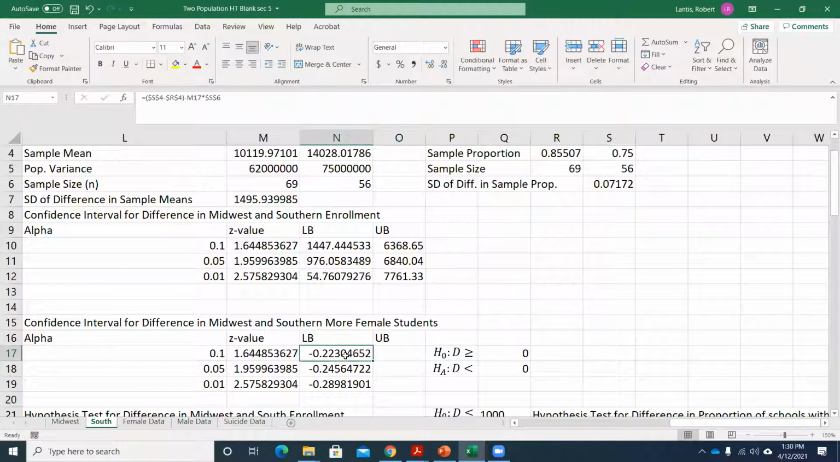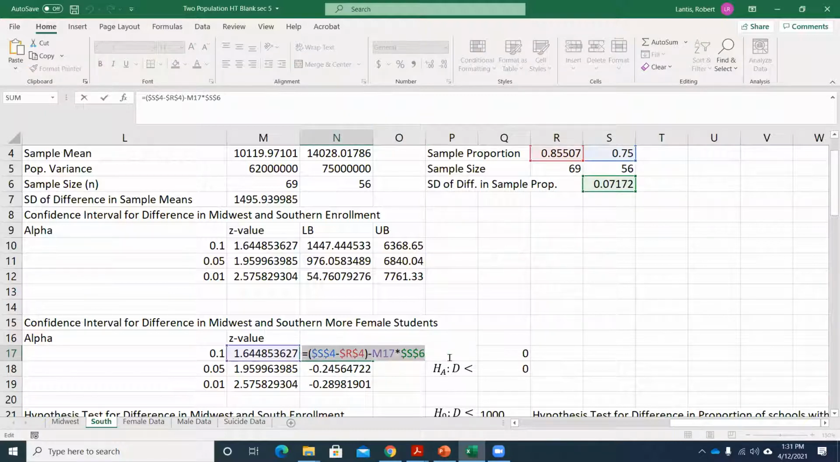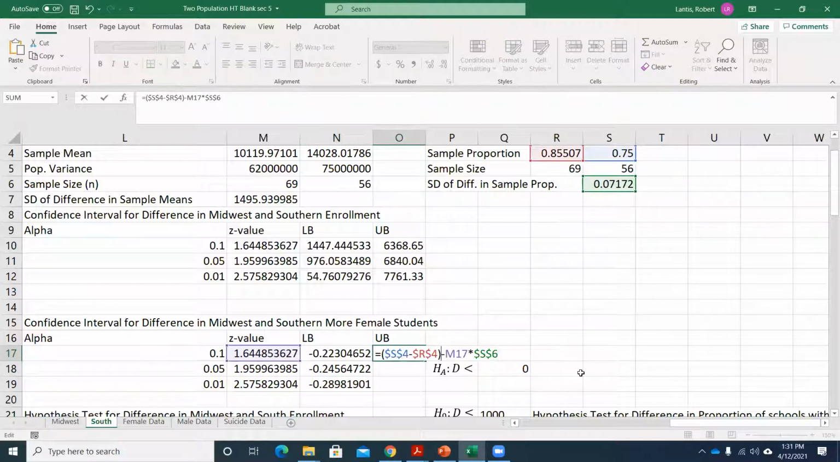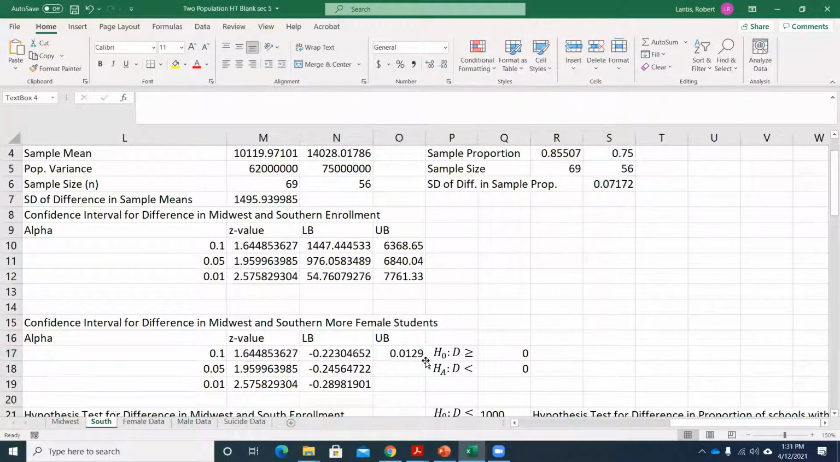Now the upper bound is going to be the exact same thing. So I'm going to copy, hit enter to get out of the cell, and paste. This should be the exact same thing, but for my upper bound, I add that margin of error. Now I copy that down. Oh, this is going to be a pain because these are images. And I've got my upper bounds.